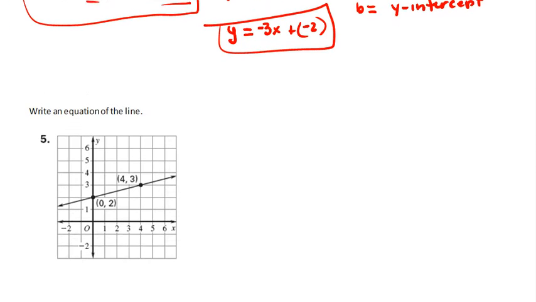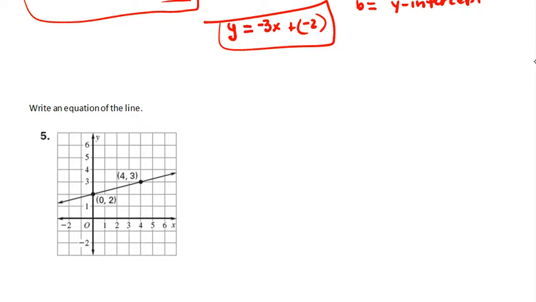Now let's look at another example. In this example, I've been given 2 points, right? Remember, I need to know what my slope is, and I need to know what my y-intercept is in order to write my equation.